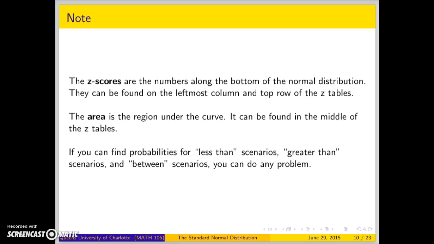So there are really just 3 different scenarios for these kinds of problems. And if you can understand all of these, then you can do any problem. The scenarios are less than, greater than, and the between case. Let's look at each of these now individually.